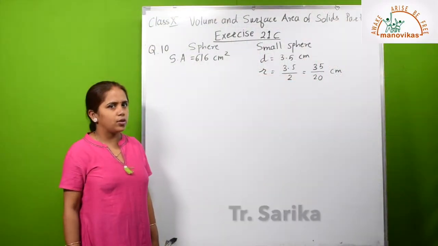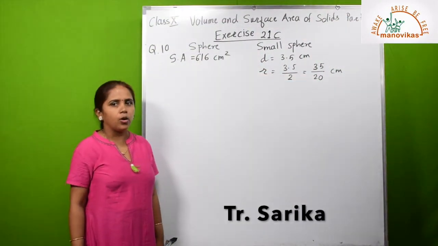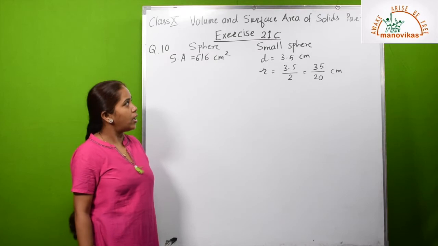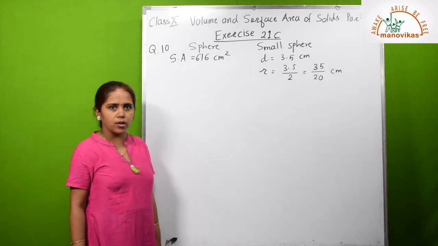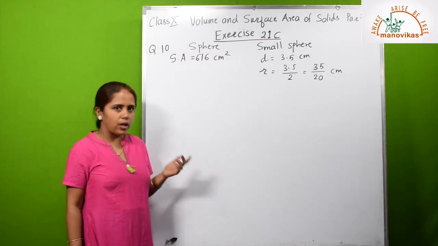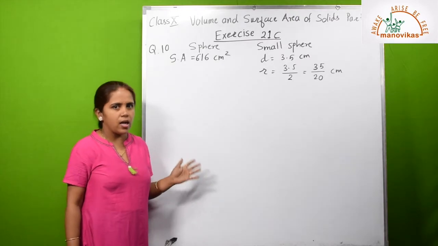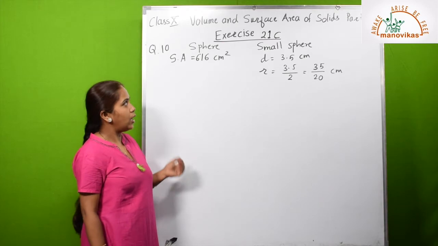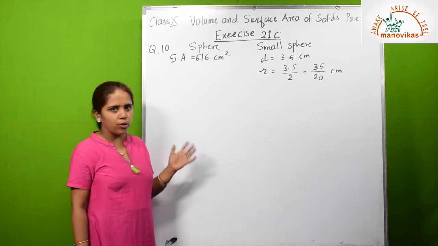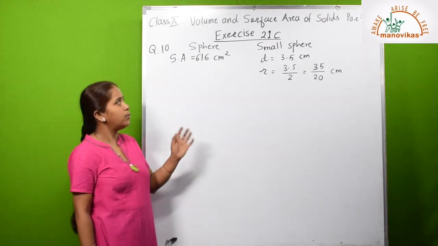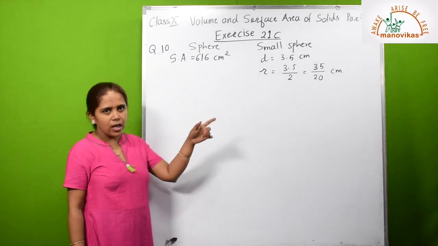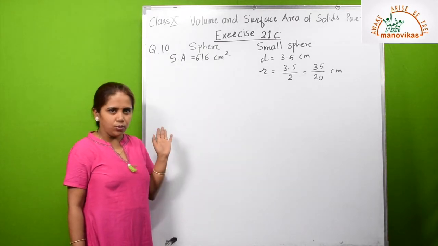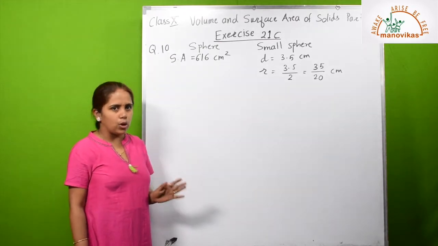Students, today's video is for class 10. Topic is volume and surface area of solids part 2. In the previous video I explained all the formulas and a few sums depending on those formulas. Now in this video I am going to explain a few sums from exercise 21C which are related to all the three solids again.